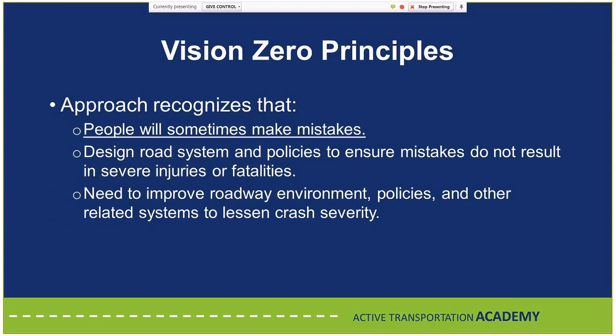So this approach recognizes that people will sometimes make mistakes, so the road system and related policies should be designed to ensure inevitable mistakes do not result in severe injuries and fatalities. System designers and policymakers are expected to improve the roadway environment and policies, such as speed management and other related systems, to lessen the severity of crashes.